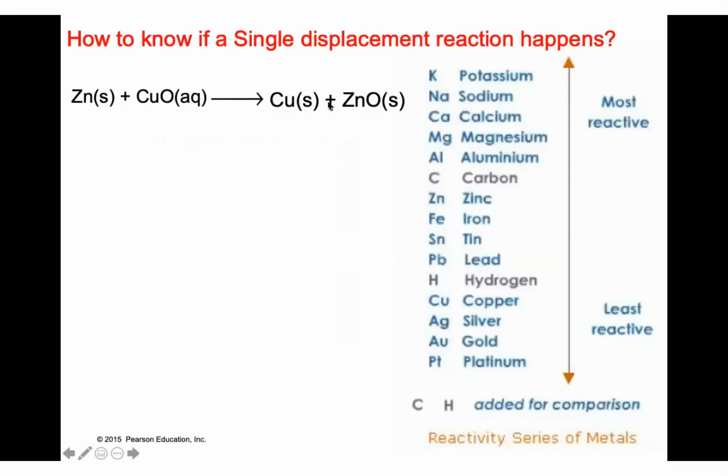When I switch them, this is the product, guys. We said that when you have a single element, you put S, and here we said that based on the solubility table or solubility rules, most of the oxides are insoluble. So ZnO is going to be solid.